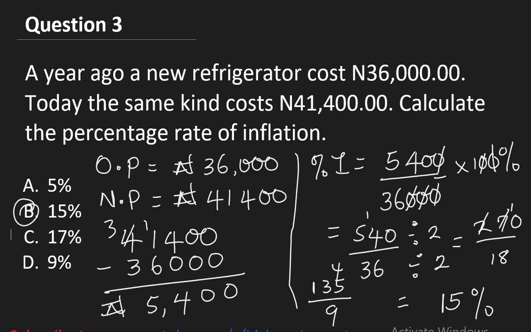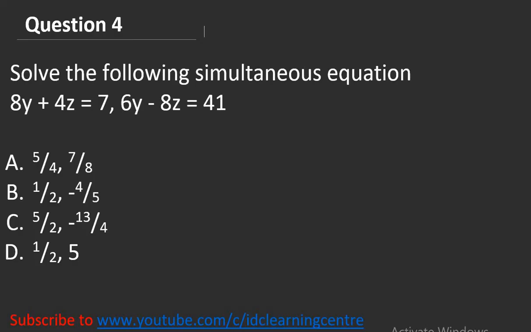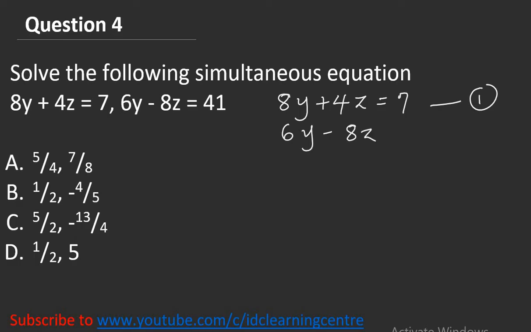Alright, question number 4 says, solve the following simultaneous equation. We have 8y plus 4z equal to 7. Let this be equation 1. Then 6y minus 8z equal to 47. Let this be equation 2.